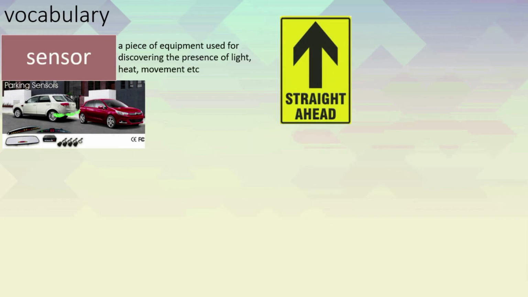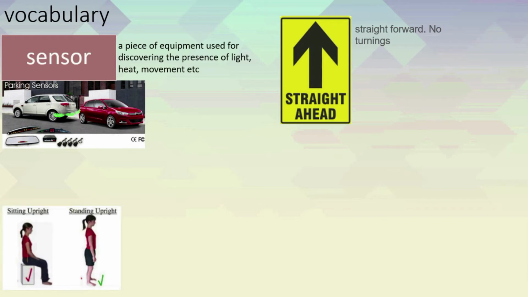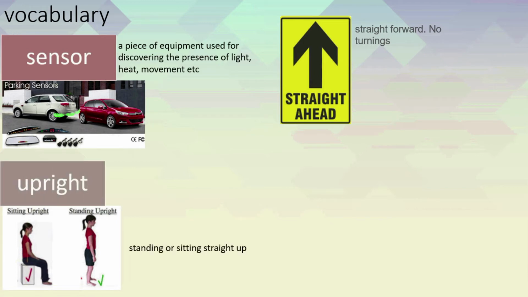And our next word is straight ahead. Straight ahead means straight forward, no turnings. Our next word is upright. Look at this. Sitting upright and standing upright means upright. Upright means standing or sitting straight up. This position can also be called vertical position.